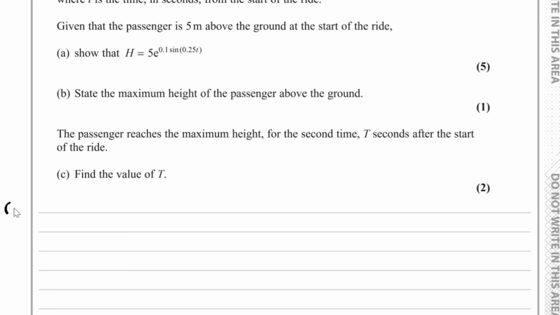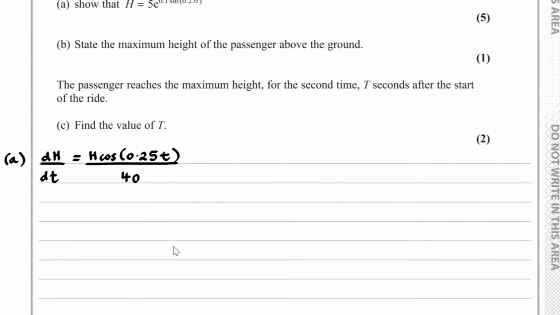Well, for part A, we begin with dh/dt equaling h cos(0.25t)/40. Now, what we need to do is solve for h. We want h equals something. And so what we'd have to do is solve this first order differential equation.